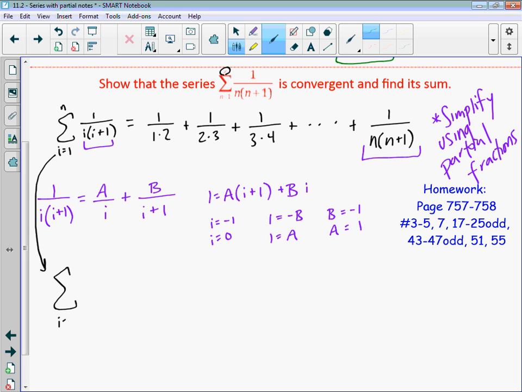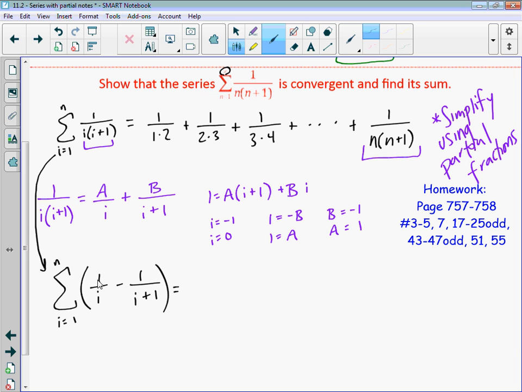Okay, so I'm starting with I equals 1 up to n. And then instead of this, I'm writing the negative 1 over this piece and the 1 over that piece. So we'll just write it as 2 separate. So we've got 1 over I minus 1 over I plus 1. And now I'm going to start plugging them in kind of like I did up here. And we'll see something here that's kind of neat.